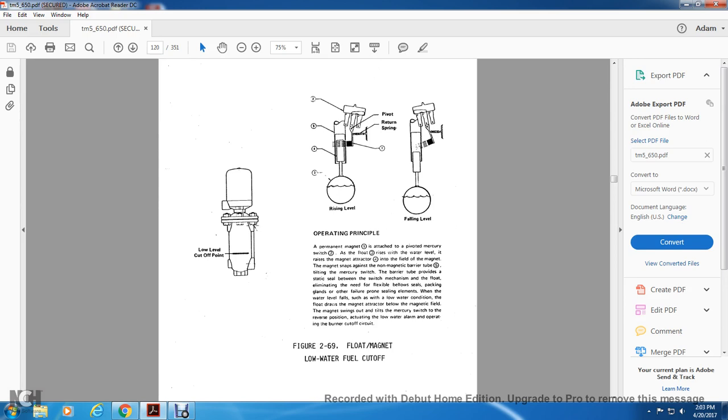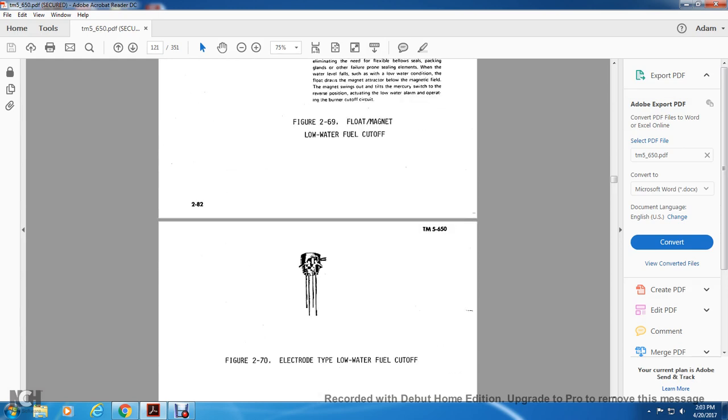Tilting the mercury switch, the barrier provides a static seal between the switch mechanism and the float, eliminating the need for flexible bellows seals, packing glands, or other failure-prone linkage elements. When the water level falls, the lower water condition causes the float to draw the magnetic actuator below the magnetic field, the magnet swings out, and tilts the mercury switch to the reverse position, actuating the low water alarm and the burner cutout circuit.